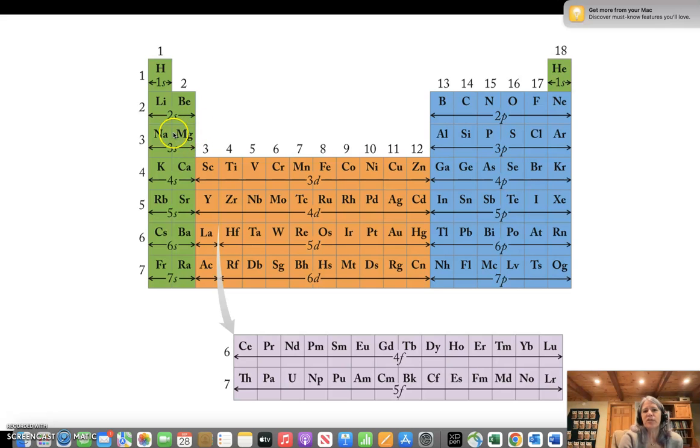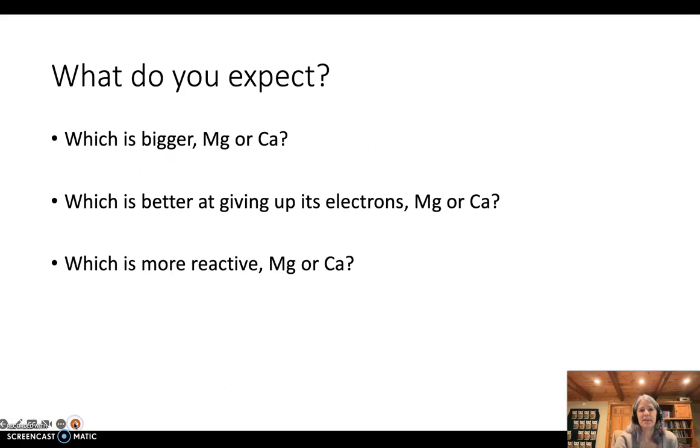Well, the one that's smaller has those 2 electrons bound more closely to the nucleus than the one that's larger, right? And so the one that's larger is going to be better at giving up those 2 electrons. And that's the type of trend that we would see. And it makes sense when we think about the shells. Which is bigger? The one farther down in the periodic table. Which is better? The one farther down. Which is more reactive? The one farther down the periodic table. And that's because these are giving up electrons, and those electrons will be farther from the nucleus as you go down the periodic table.